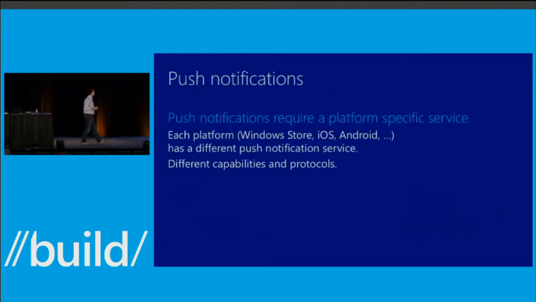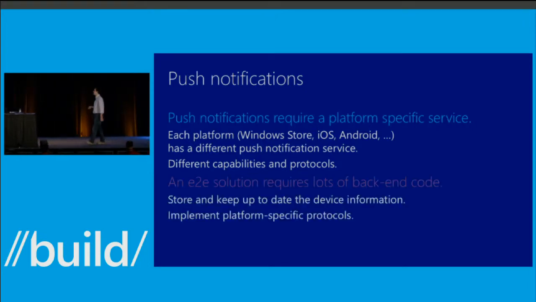So push notifications require a platform-specific service. A Windows Store app requires you to use WNS. Windows Phone requires you to use MPNS. iOS apps require you to use APNS. And Android requires you to use GCM. These are all different services. They have different protocols. They have different capabilities. And they require you to do slightly different things.